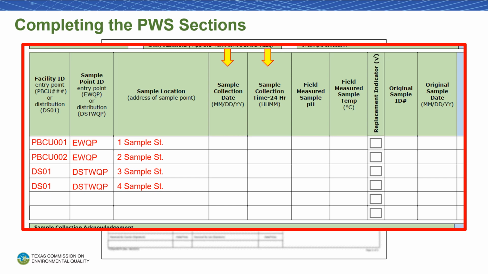In the next two columns, write the date and time that the samples were collected. Note that the time should be written using the 24-hour clock format shown on the form. In the next two columns, write the pH and temperature of the samples at the time of collection. The temperature should be recorded in degrees Celsius.